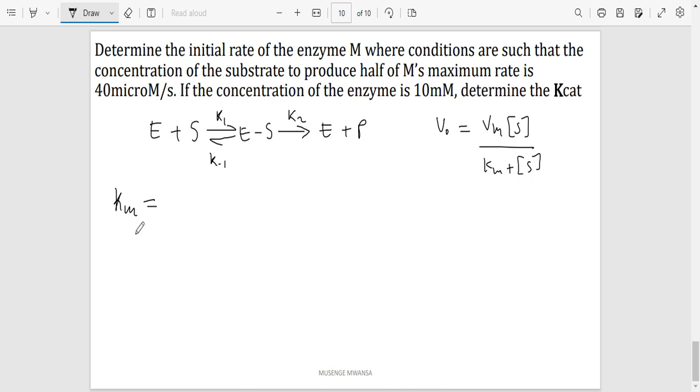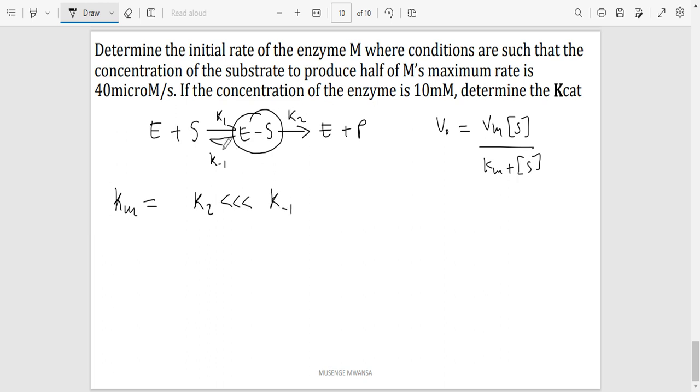Another thing is that this Km is actually going to be equal to what we call the dissociation constant of the complex. Okay, the dissociation constant of the complex. Now, this Km can only be equal to the dissociation constant of the complex. That means K2. Km is going to be equal to K2. This is only if K2 is very, very, very much smaller than K negative 1.